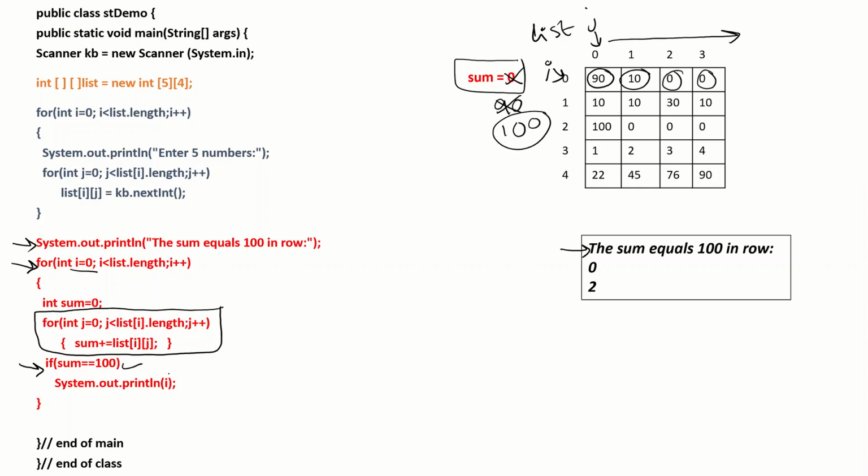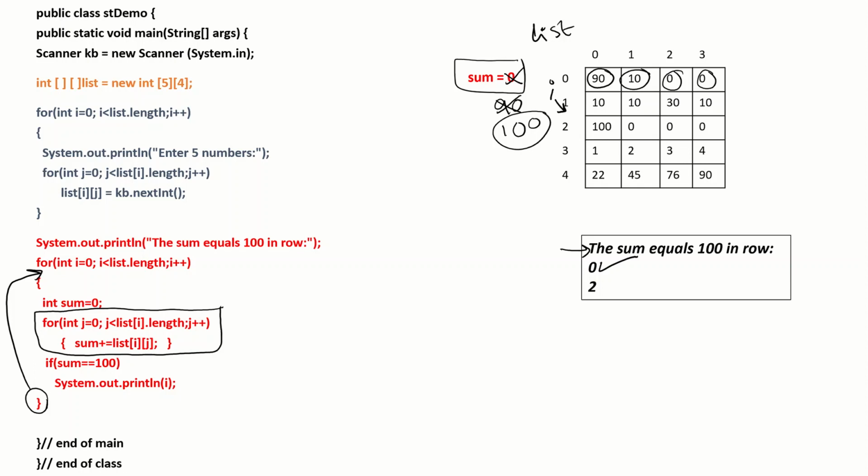Then what do we need to do? We need to output the value of i. The current value of i is 0, so we will output 0. Now we reach the end of the i loop. It means I have to go to the second iteration, so we will go there and increment i.